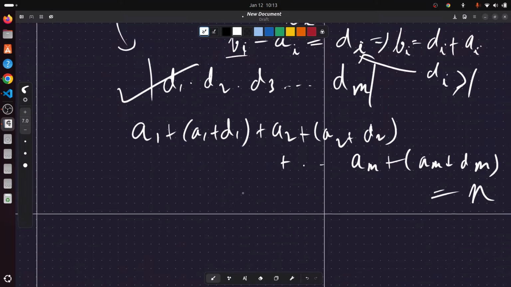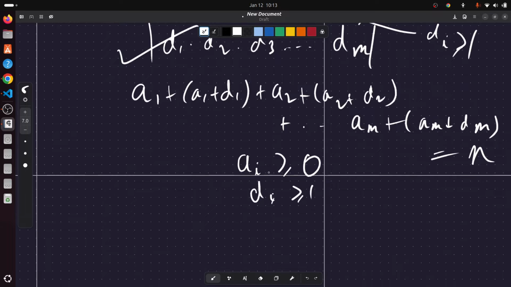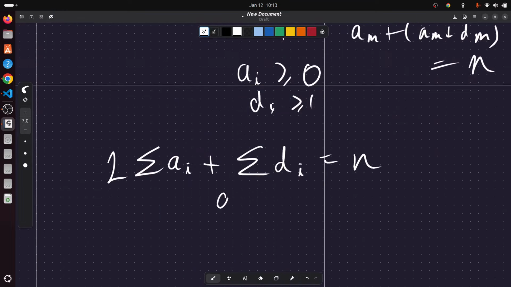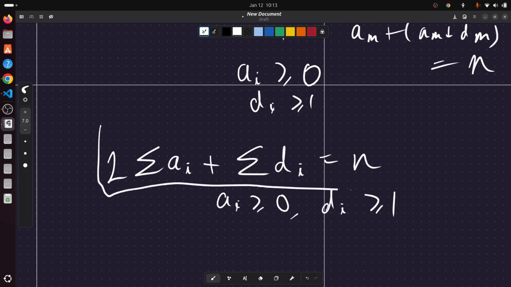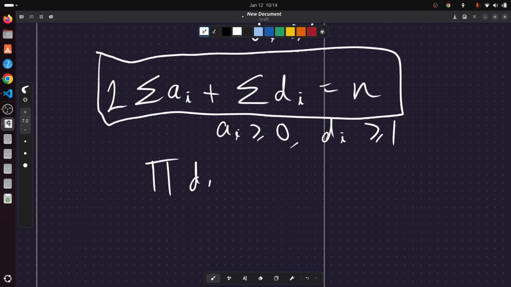And also I want the ai's to be greater than or equal to 0 and the di's to be greater than or equal to 1. Okay, and now I can rewrite this as 2 into summation of ai plus summation of di should be equal to n, where the ai's are greater than or equal to 0 and the di's are greater than or equal to 1. So this is the condition now. The condition has boiled down to this, and I have to find the product of di.